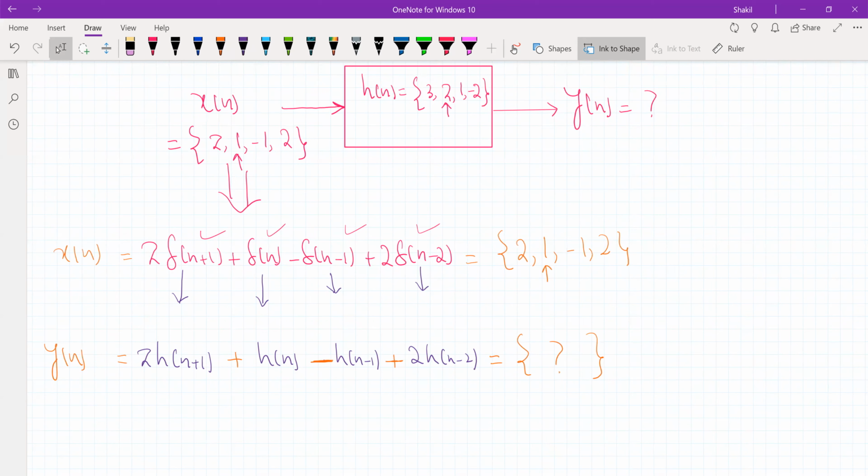All right, let me end it here. I hope you understood the concept very well. This is the best explanation of convolution. All right, let me end it here.